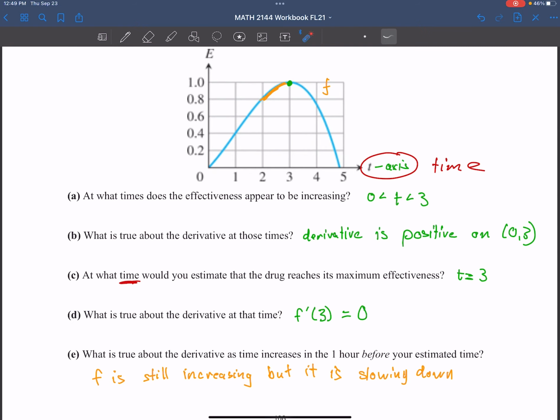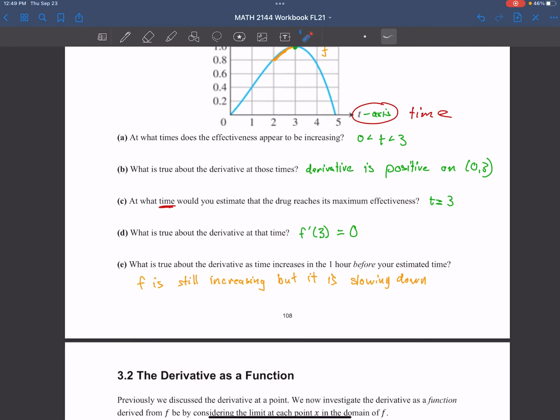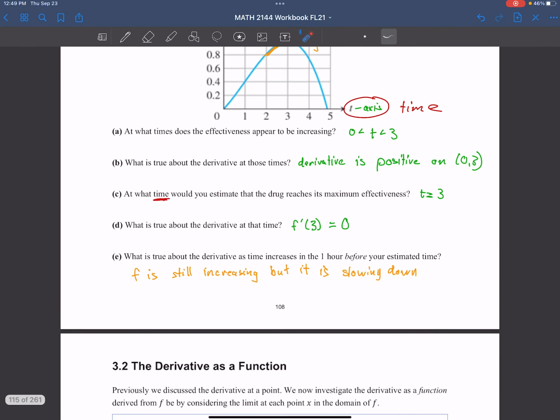So one thing before you pack up, if you look at the next page, this idea that f is still increasing but is slowing down. So guess what? We can also think about the derivative as a function. Is the derivative increasing or decreasing, and not just the original function? So we're going to talk more about that tomorrow.